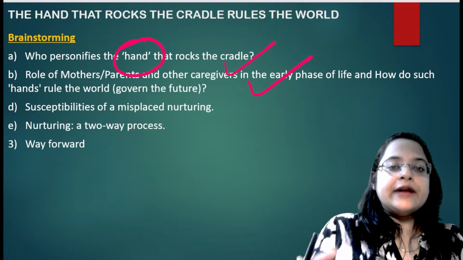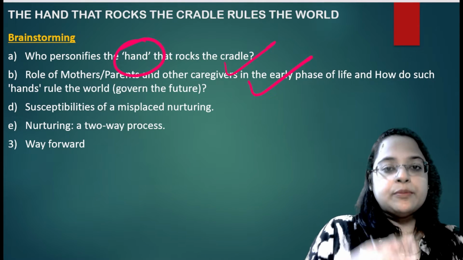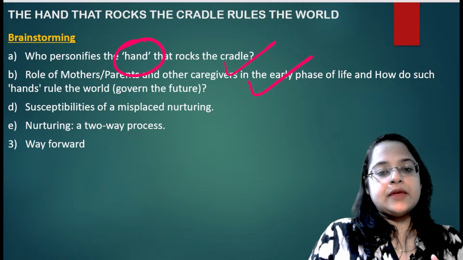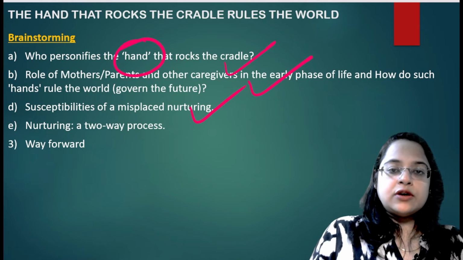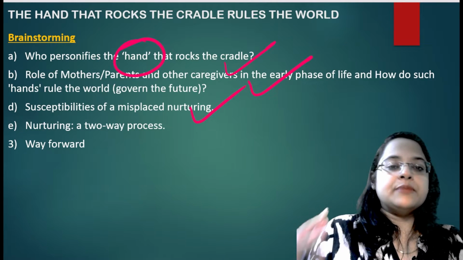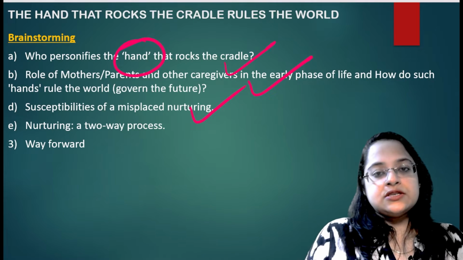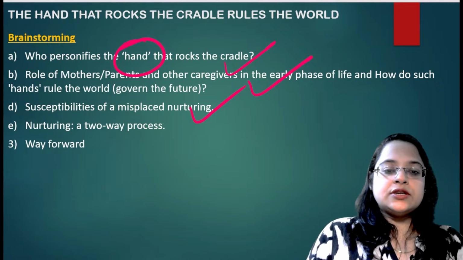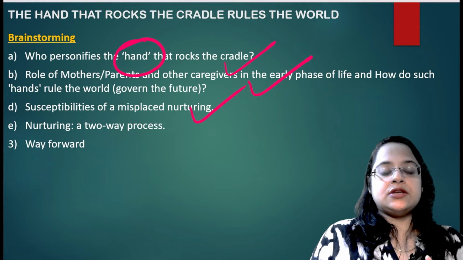How the child's future is shaped by the influence of the mothers and other caregivers. Then you would come to the counter argument part of the essay, that it is not that we do not have misplaced nurturing. Okay, we have misplaced nurturing as well, along with good nurturing. So what are the susceptibilities of a misplaced nurturing?